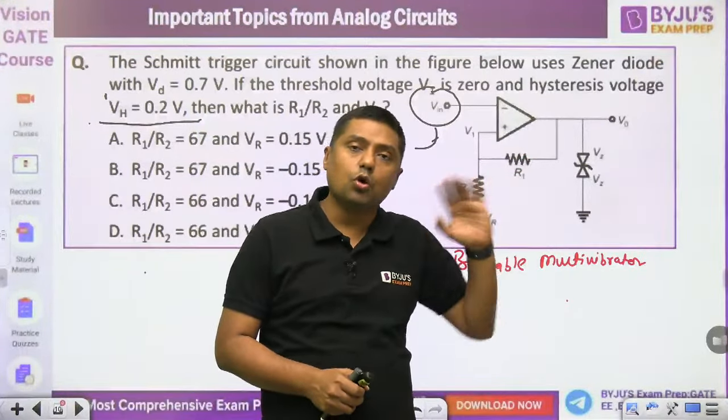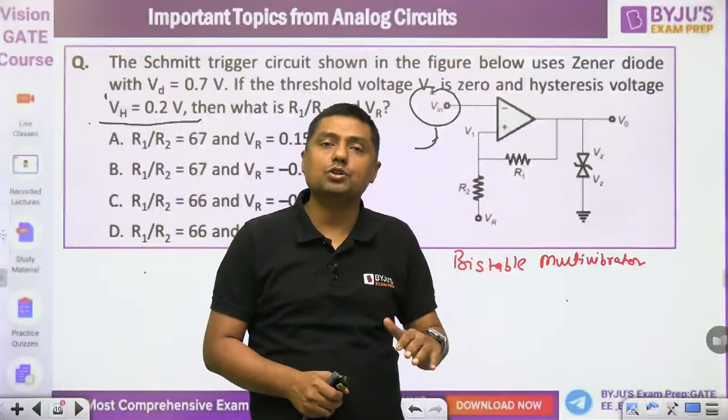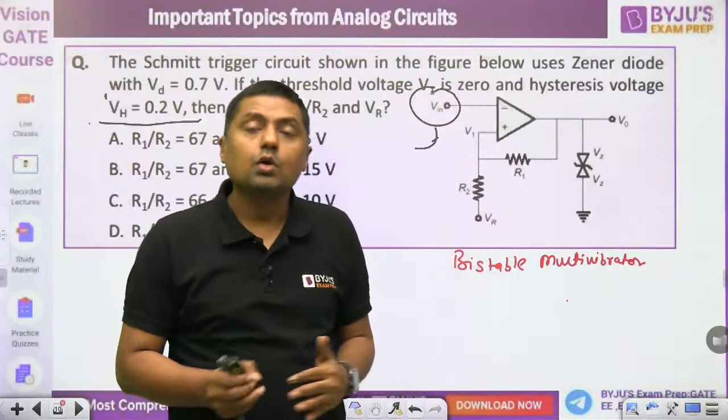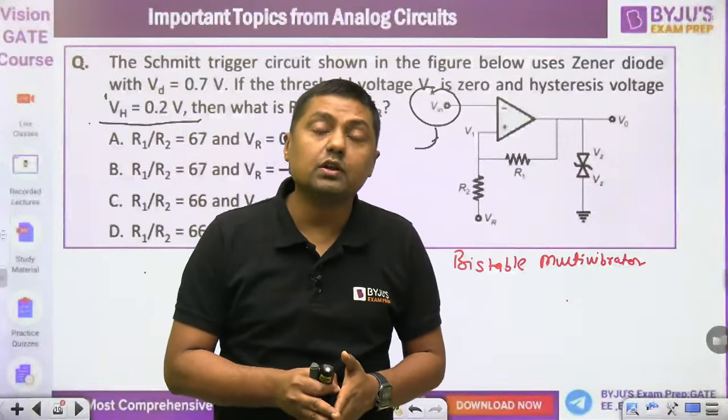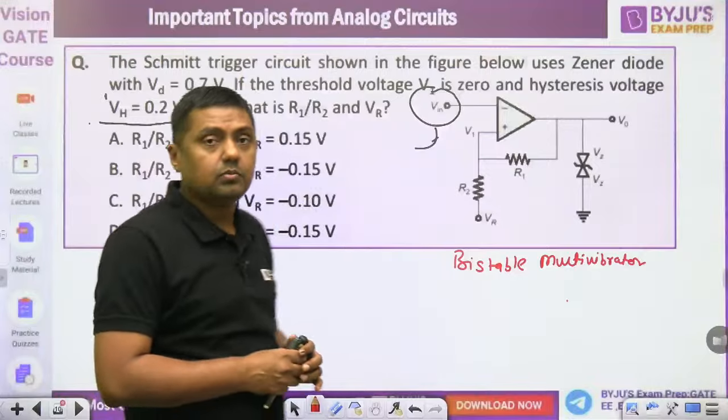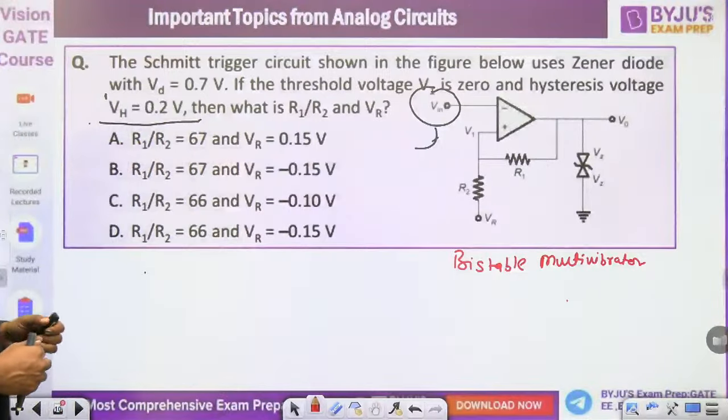Free running means there is output without any input, a square wave generator. This is not a generator; it is a converter. When we give a sinusoidal signal, it converts it into a square wave. So this is a bistable multivibrator. Remember. This is a standard circuit.